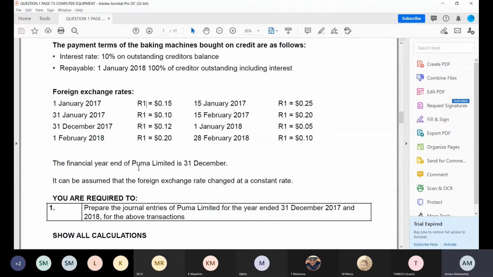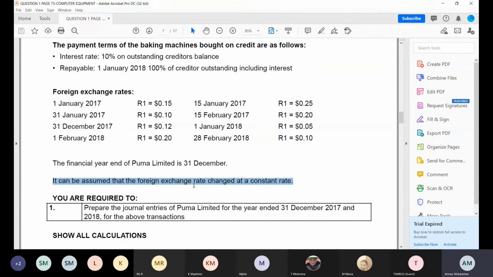The financial year end for this company is 31st December. And it can be assumed that the foreign exchange rate changed at a constant rate. Why are they giving us this information? This information is very important. So in other words, when it comes to the income and expenses, we can use an average rate because the rate was constant, so the fluctuation didn't go in an abnormal way.